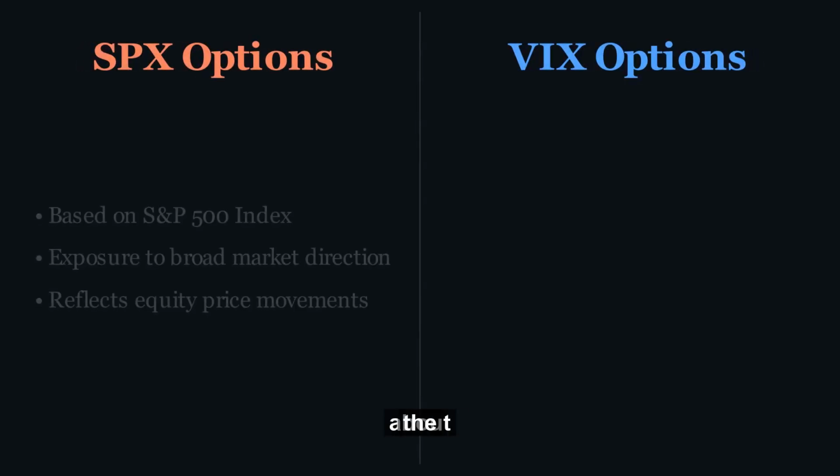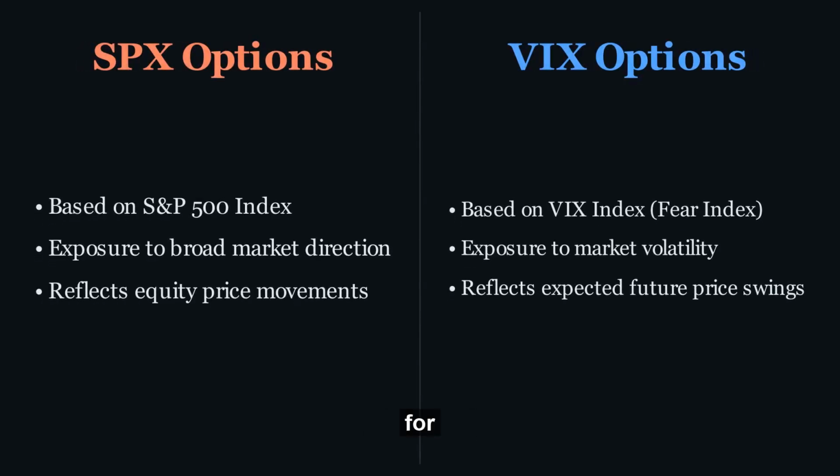Now, let's talk about the specific instruments ARBITER is designed for: SPX and VIX options. SPX options derive their value from the S&P 500 index, giving you exposure to the broad market. VIX options, on the other hand, derive their value from the VIX index, which measures the market's expectation of future volatility. These two are intrinsically linked. Market movements in the S&P 500 often correlate with changes in expected volatility. Ensuring consistent pricing across both is a complex dance.